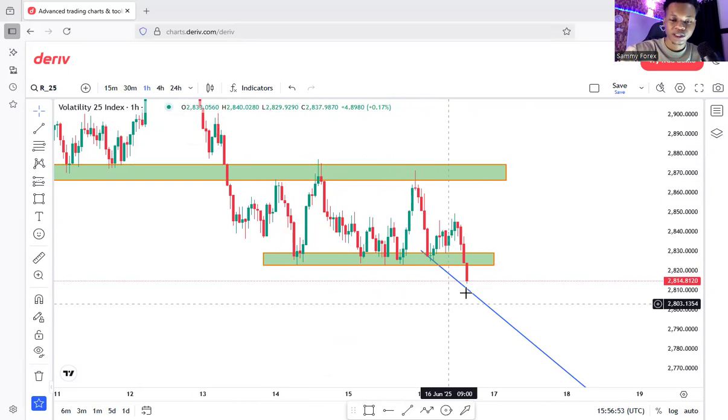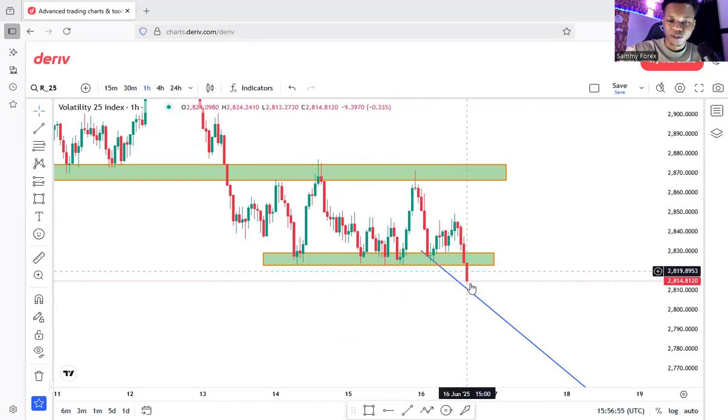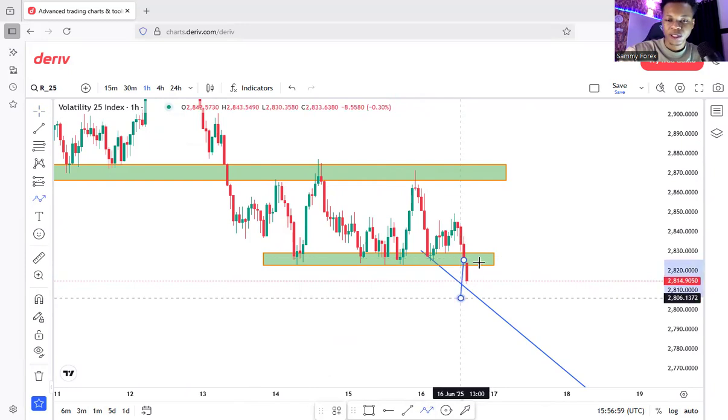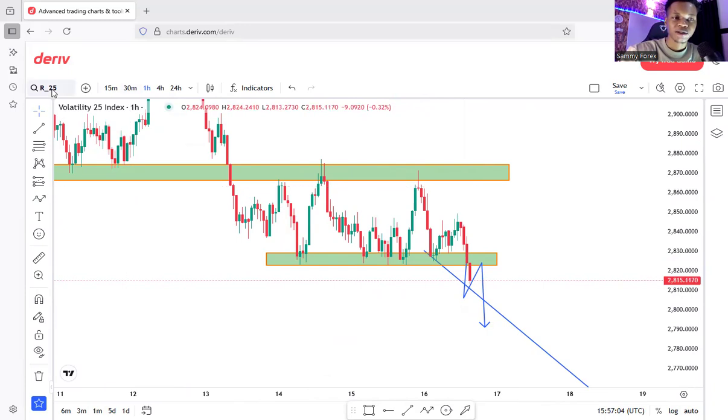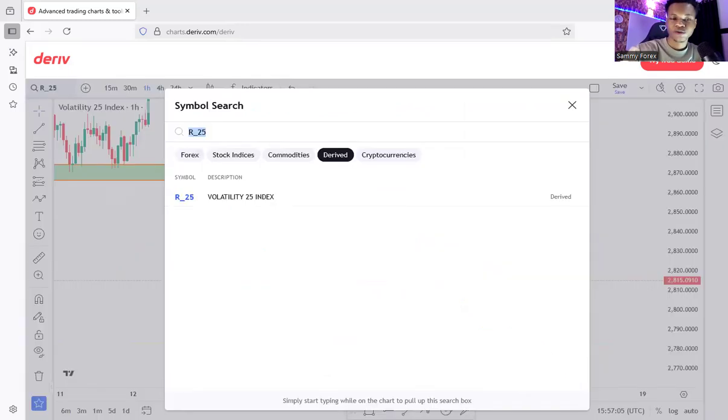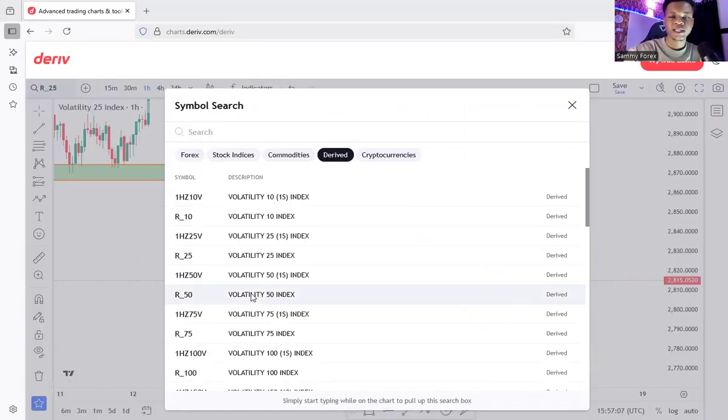All right, when price retraces on these particular zones, or when price retraces with a full body retrace, and then boom, you join the sellers. So I'll go down to the next one, which I have here, 50 index.